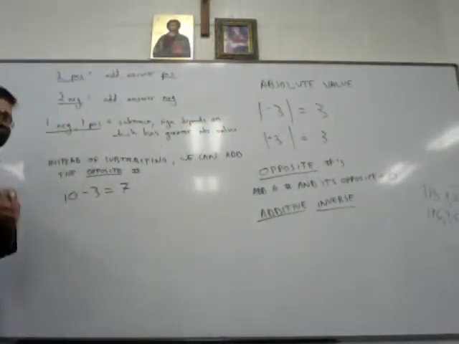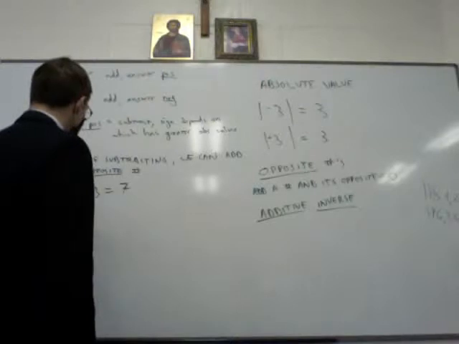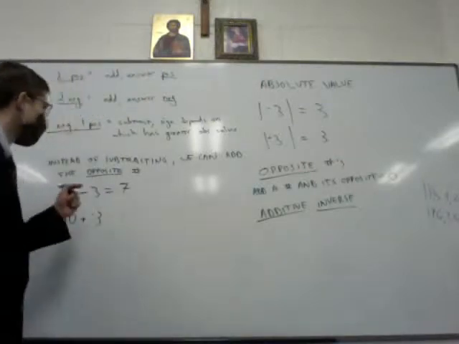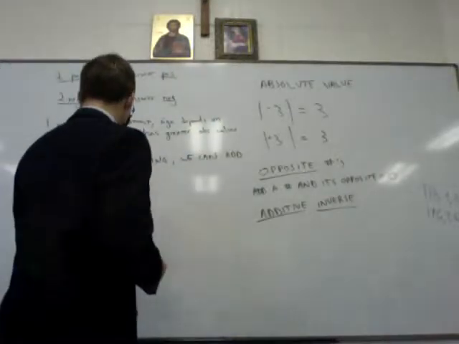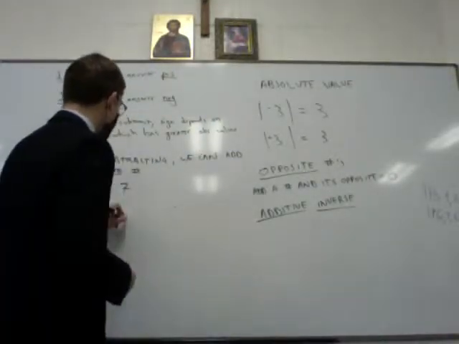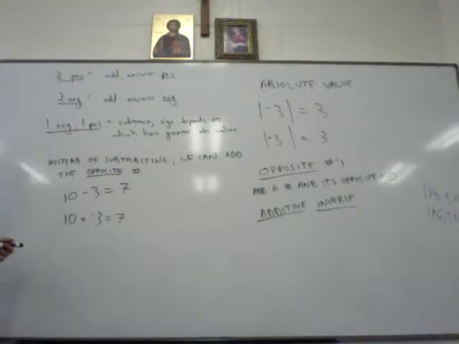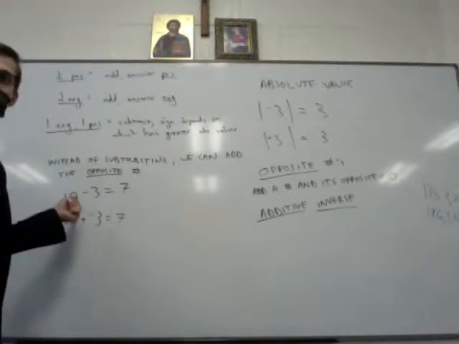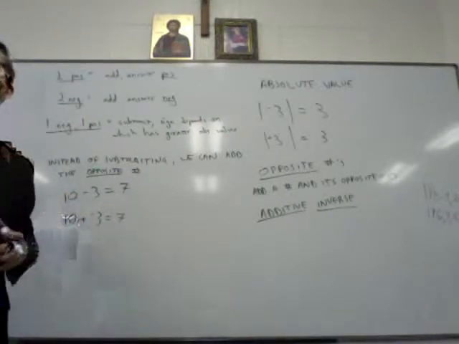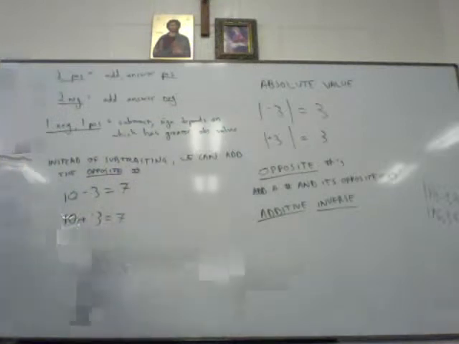Instead of subtracting 3, we can also add negative 3. What's 10 plus negative 3? It's also 7. So these are equivalent to each other. 10 minus 3 and 10 plus negative 3, that's the same thing. Why that becomes useful, we'll see a little bit later.